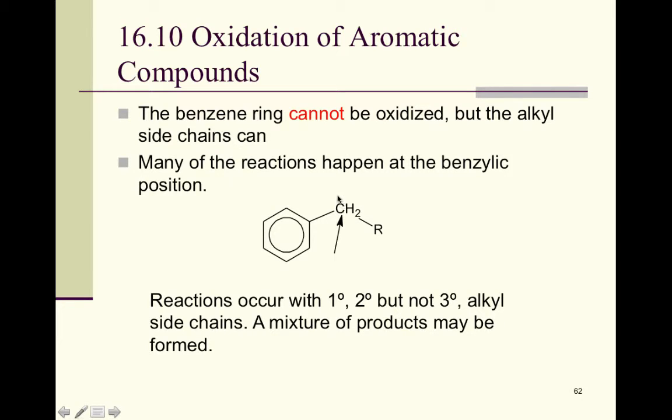This benzylic position right here must have an available hydrogen to leave. If this carbon right here is tertiary, again, we're not really looking at the benzene piece, they'll all have benzene. So if we're talking about 3 R groups on this plus the benzene, it's not going to undergo a reaction because this carbon right here must have an available hydrogen. That's why this carbon here has to have either 1 or 2 hydrogens for this reaction to go. We also tend to get a mixture of products.